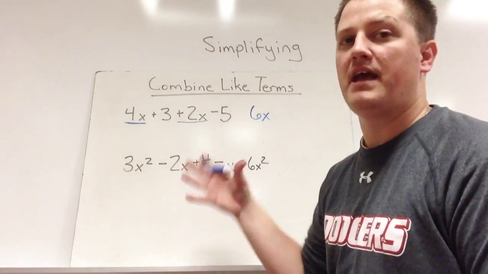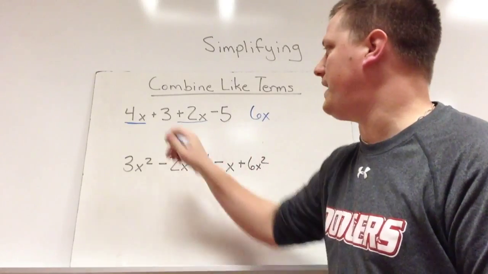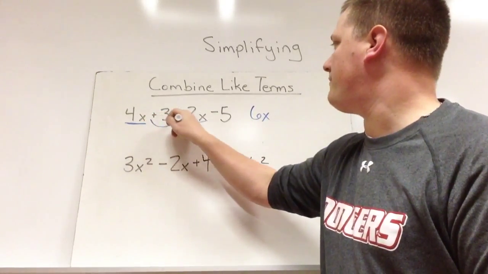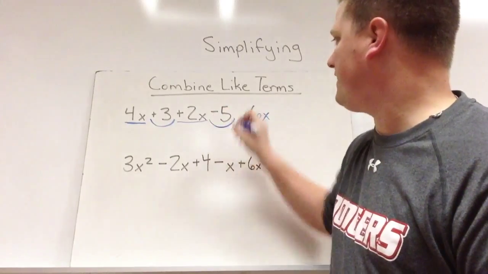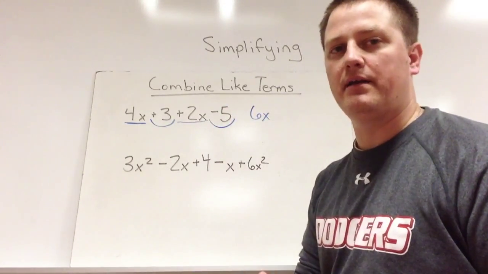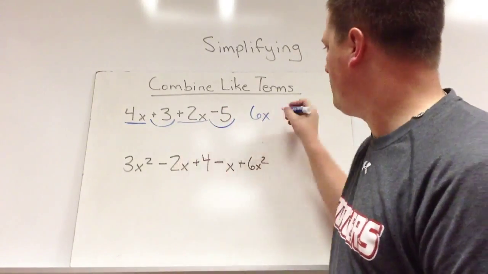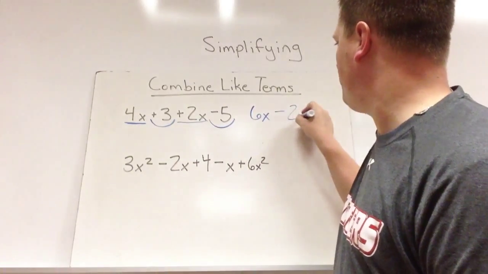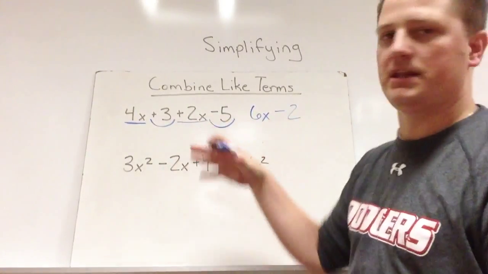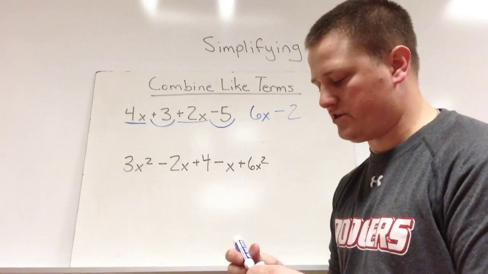The thing with this is, if they don't have variables, they can also be added. So here we have a positive 3 and a negative 5. So we've got positive 3 plus negative 5, which should give us negative 2. So notice how much less work there is in this situation.